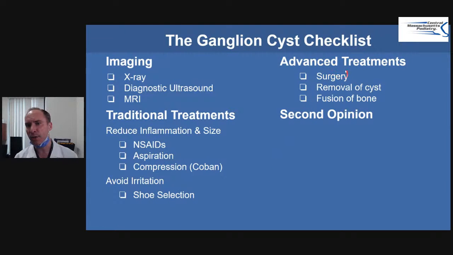And then some of the advanced treatments, we remove them. To do surgery, remove the cyst. Sometimes you have to fuse that bone, like I mentioned before. And then if things still aren't getting better, you can get a second opinion. So that's all about ganglion cyst. I hope this is helpful, and I'd be happy to answer any questions. Put them here underneath this video.